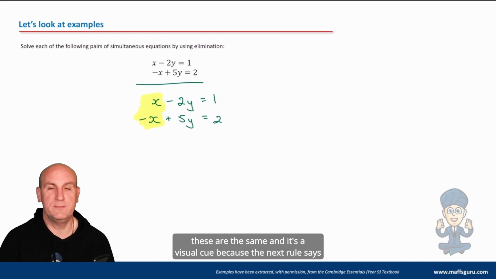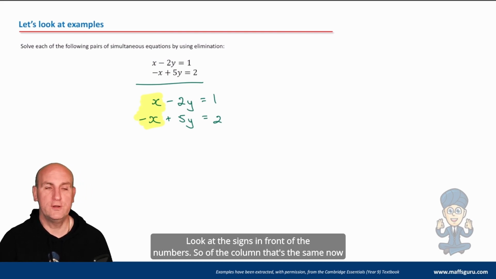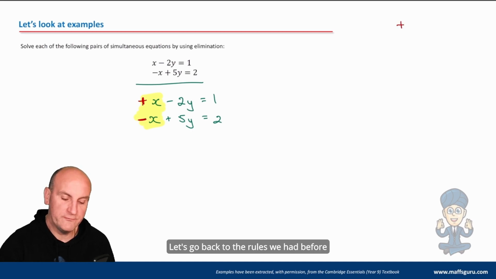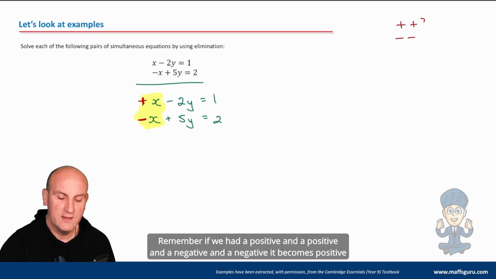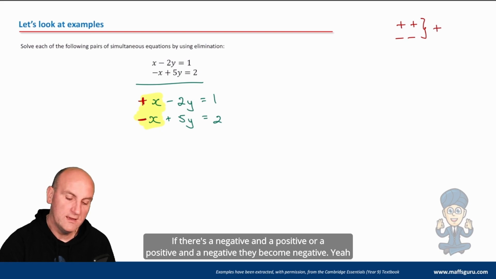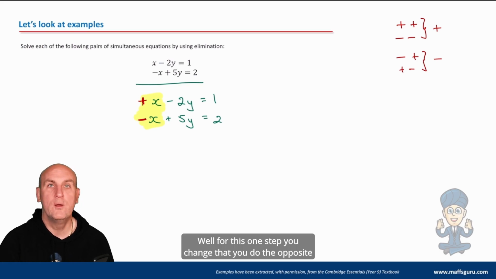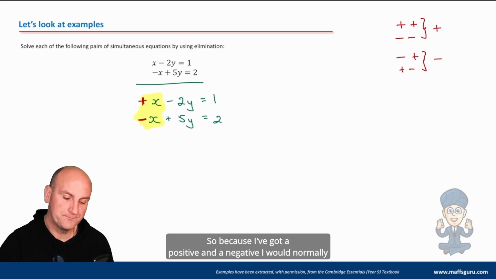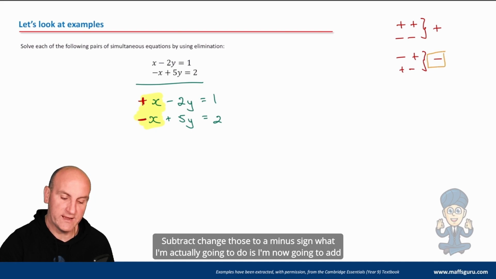It's a visual cue because the next rule says, look at the signs in front of the numbers. So of the column that's the same, now look at the signs. And I can see here that I've got a positive and I've got a negative. Now let's go back to the rules we had before. Remember, if we had a positive and a negative and a negative, it becomes positive. If there's a negative and a positive or a positive and a negative, they become negative, yeah? Well, for this one step, you change that. You do the opposite.